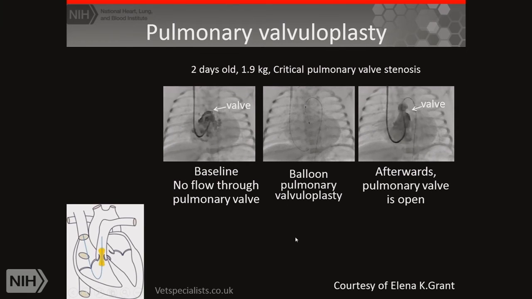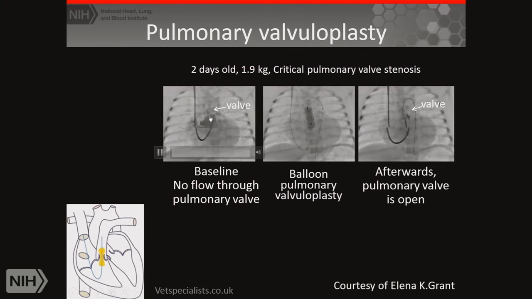Here's another example of a non-surgical treatment, again, courtesy of Elena Grant. This is a child who has a pulmonary valve that is maldeveloped and practically not present. You can see the remnant pulmonary valve. And so blood flow isn't able to connect the right ventricle to the pulmonary circulation. Instead, this child is relying on persistent fetal circulation.